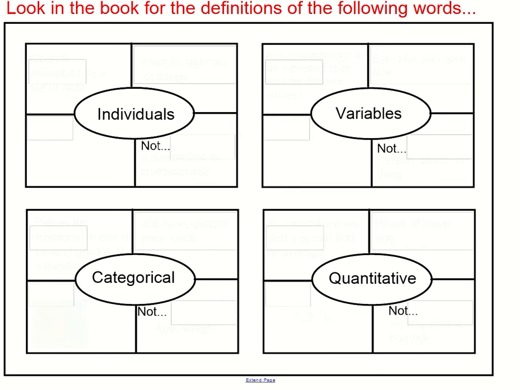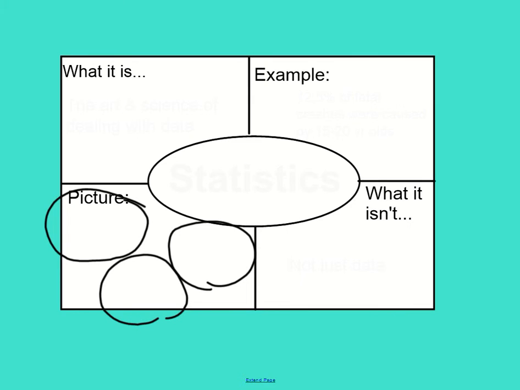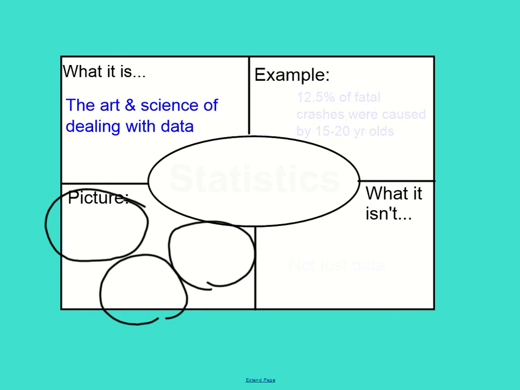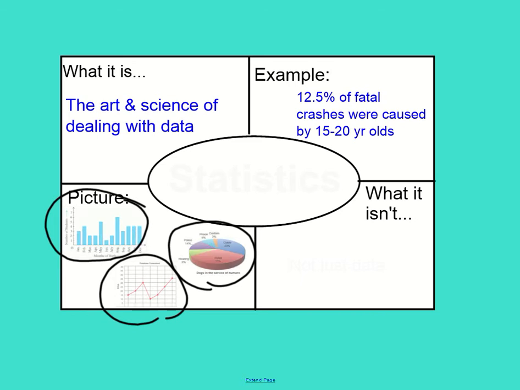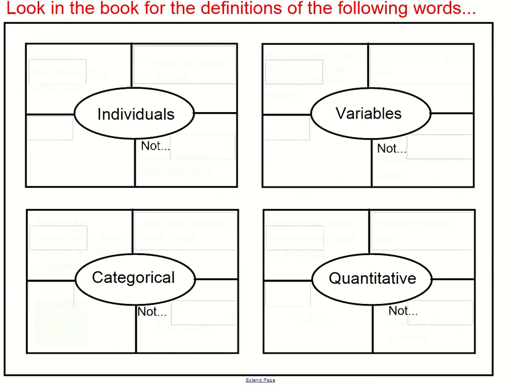What I would like you to do now is to find the definition of each, just like we set up that last box. We did what it is, the definition, the example about crashes, we drew a picture with those 3 different pictures, and then we had what it's not. I'd like you now to do the exact same thing with these next 4 terms: individuals, variables, categorical, and quantitative. Word map these, define them, give an example, give a picture, and say what it's not.